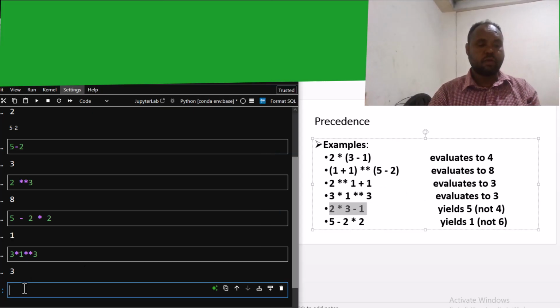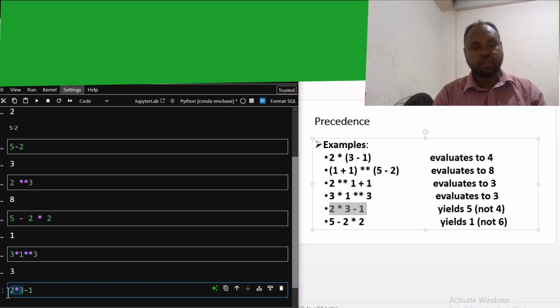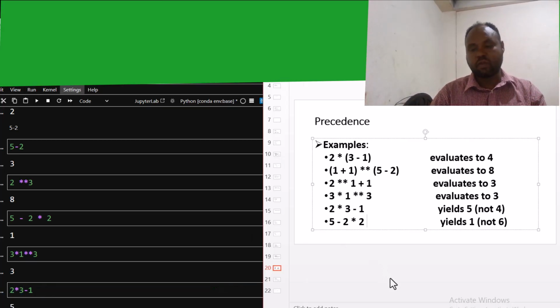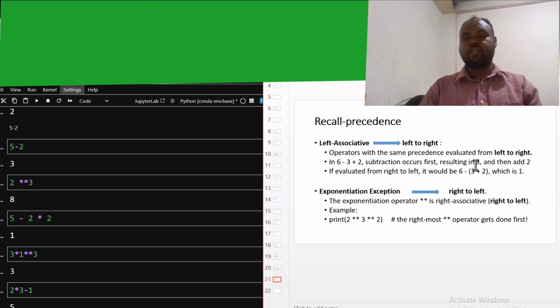What about this one? 2 times 3 minus 1, right? It's similar to this one. So this should be evaluated first. 2 times 3 is 6, minus 1 is 5, right?